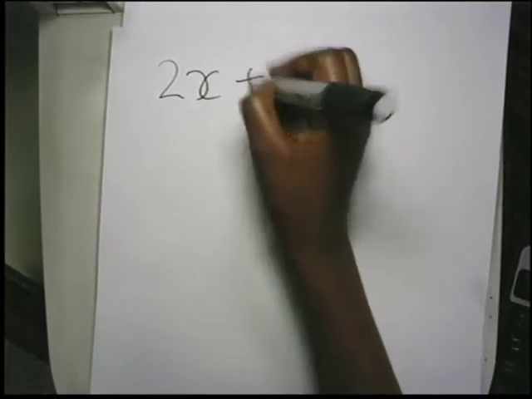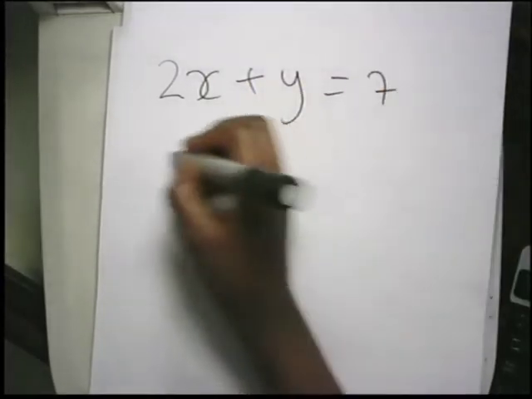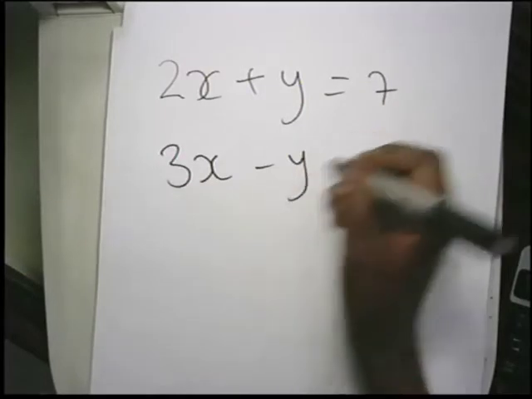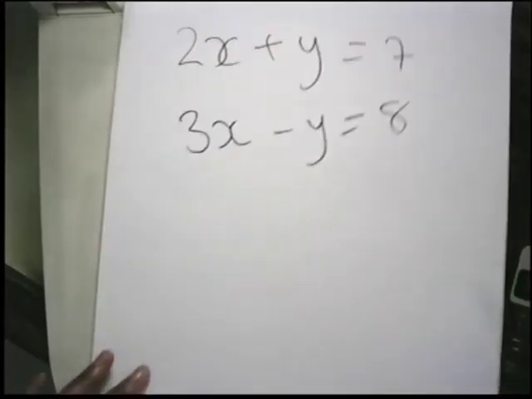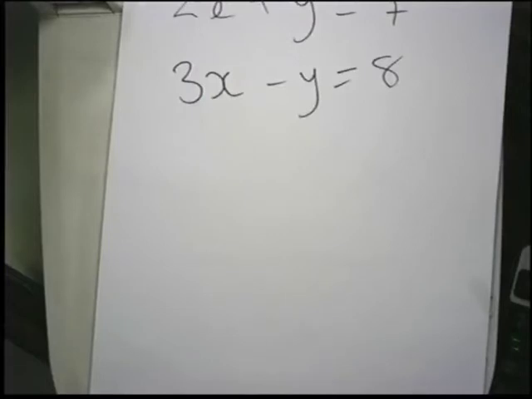Then we move on to substitution very fast. We are going to use the same equations, 2x plus y equals 7, and 3x minus y equals 8. Now in substitution, the first step that you should do is to make either x or y the subject of the formula in either the first equation or the second equation. Now if you use the first equation, substitute the new value of y, which will be in terms of x, into the second equation.